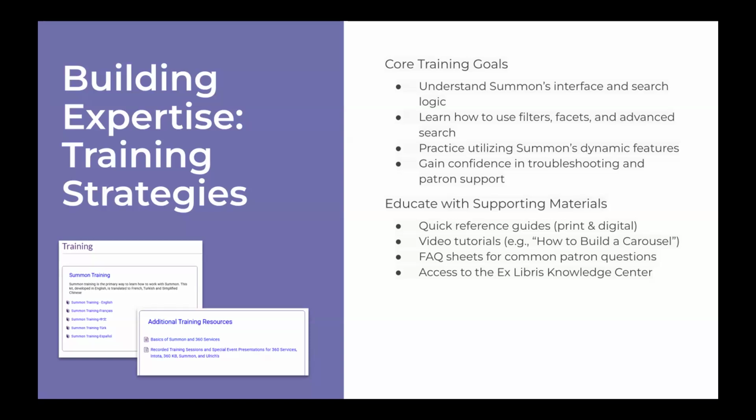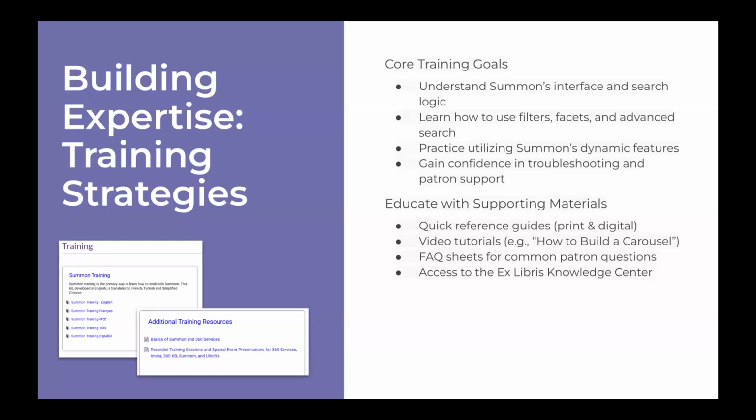Once you've outlined your key goals, and feel free to use these at your institution, you're ready to outline what materials you might need or create to train your teams. So quick reference guides, either print or digital, are really great. Video tutorials and FAQ sheets with common patron questions are all excellent supporting materials to train up your team. And of course, access to Ex Libris Knowledge Center and Ex Libris resources. So I've put those there. That's the pictures you're seeing.